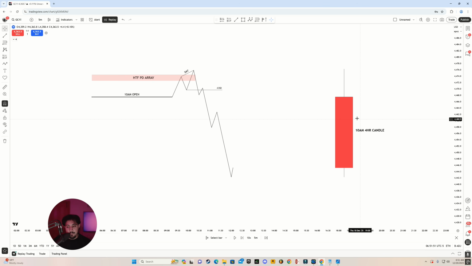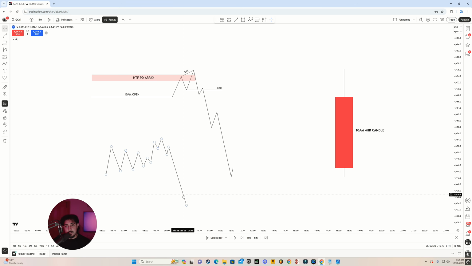So over here we have this 10 a.m. 4-hour candle, right? But if you are a beginner, I want to explain what is power of 3. Power of 3 is essentially when price accumulates orders or consolidates and then it manipulates, right? Liquidity sweep, and then we have a market structure shift, and this move is called distribution. So accumulation, manipulation, and then distribution.